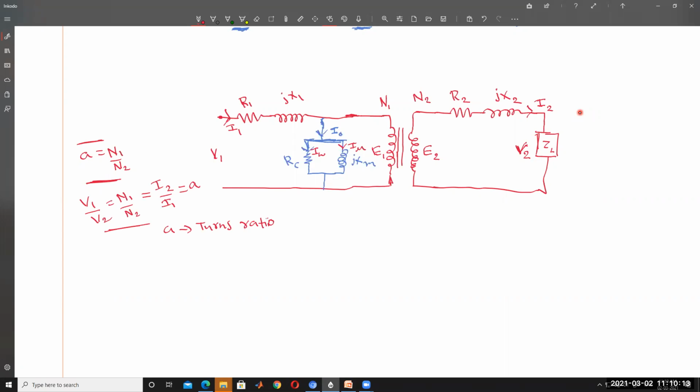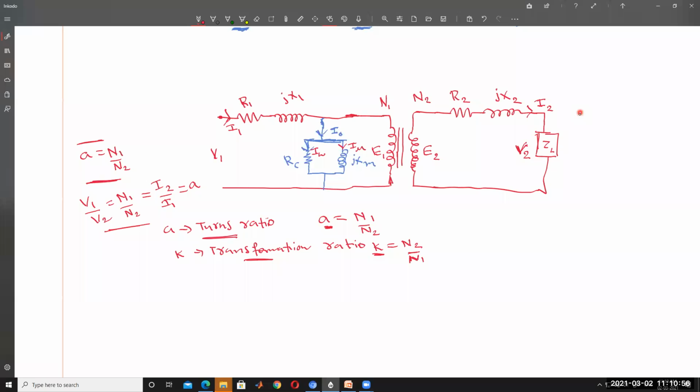Another parameter is also there, that is called K. K is called the transformation ratio. So the turns ratio is A equal to N1 by N2, and the transformation ratio K is nothing but N2 by N1, the opposite. In some cases, they are given in the problems as the transformation ratio of the transformer, called K, or the turns ratio of the transformer, A.